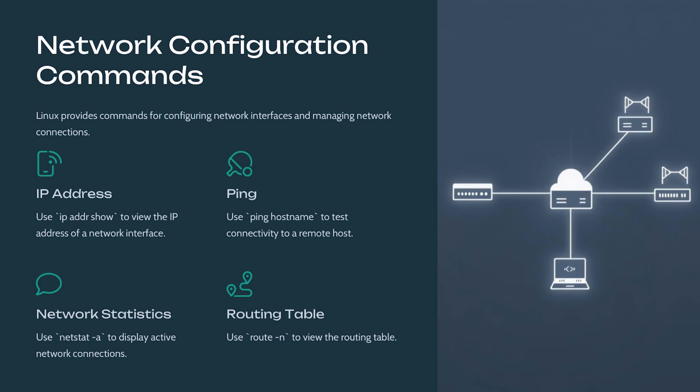netstat -a lists all active network connections. You can see which ports are open and which connections are established or listening. Fourth, view routing table. Use route -n to display the system routing table, which shows how data moves across networks. This command is especially useful in network configuration and diagnostics.